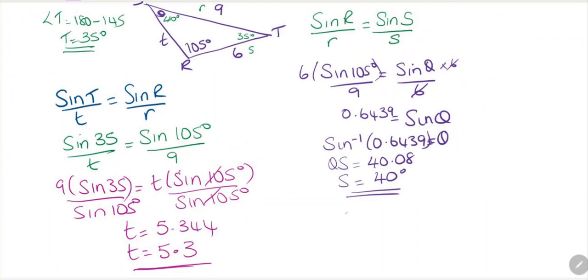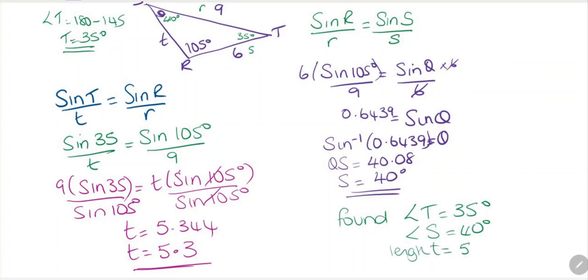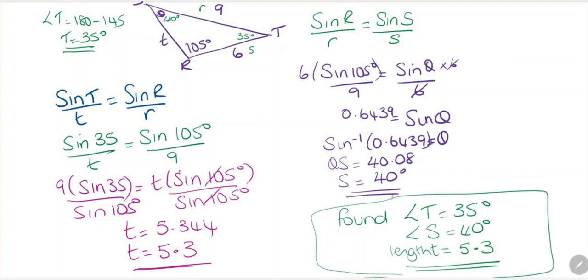So we found angle T is 35 degrees, angle S is 40 degrees, and we found that the side length t is 5.3. I should say length of t is 5.3. And there's the answer.